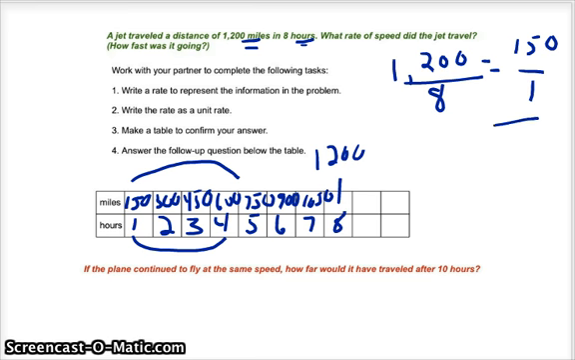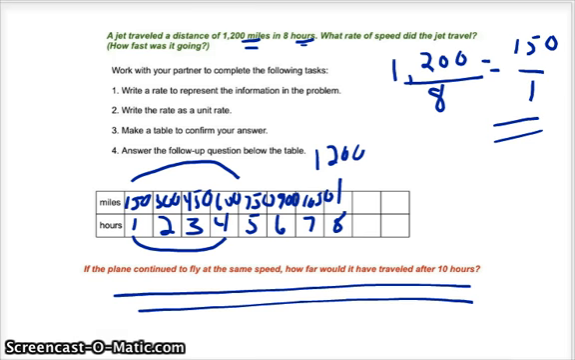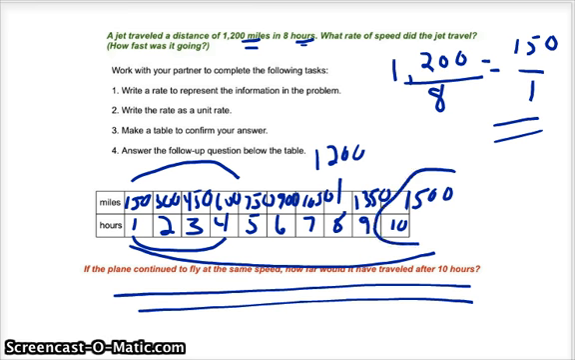Okay, so I wrote a unit rate and I checked my answer with a ratio table, but I can also use it to solve another problem. How far would the plane have traveled in 10 hours? I can just keep my table going. It'd be 1,350 miles in 9 hours, and in 10 hours, 1,500 miles. Remember we have that multiplicative relationship, so 1 times 10 is 10, 150 times 10 is 1,500. So that's one way to use tables of equivalent ratios to solve problems.